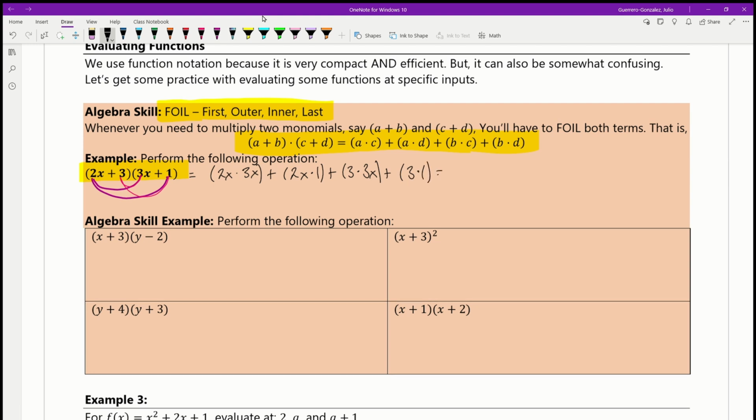Okay. Now I'm going to do the multiplication in each one of these. So 2x times 3x, that's going to be 2 times 3, that's 6. x times x is x squared, so it's going to be 6x squared. Okay. 2x times 1, that is going to be plus 2x. 3 times 3x, that's going to be plus 9x. And then 3 times 1, that's going to be 3. Okay?